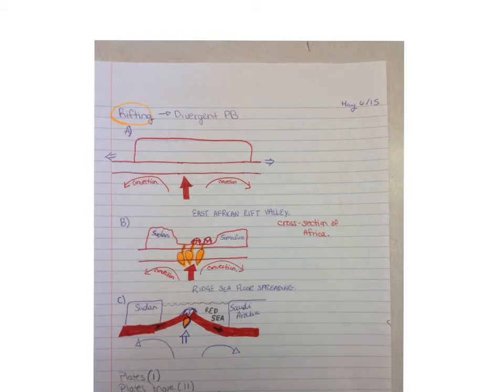So in this particular diagram, I want to show you a process called rifting. And rifting is what happens when a continent basically gets completely severed and split in two. As that happens, rifting will continue and eventually you will get a fully established divergent plate boundary.